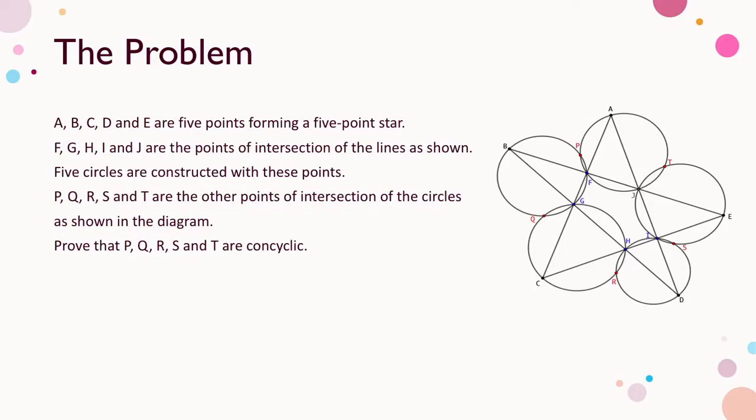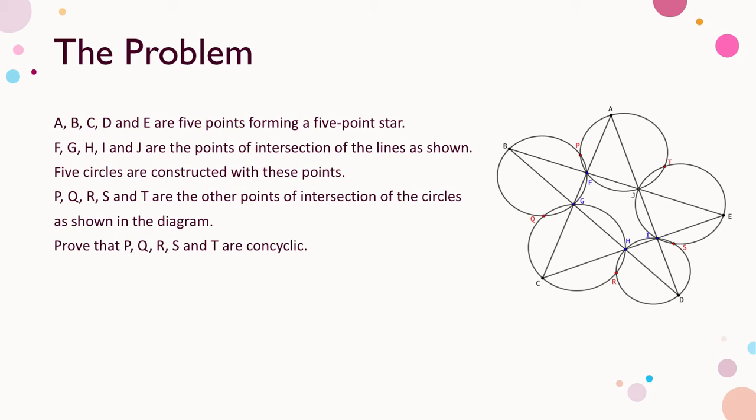Here is the problem. A to E are the tips of a 5-point star. F to J are the intersection points of the sides. As 3 non-collinear points can determine a circle, a circle is formed by A, F, J. In this way, 5 circles are constructed.